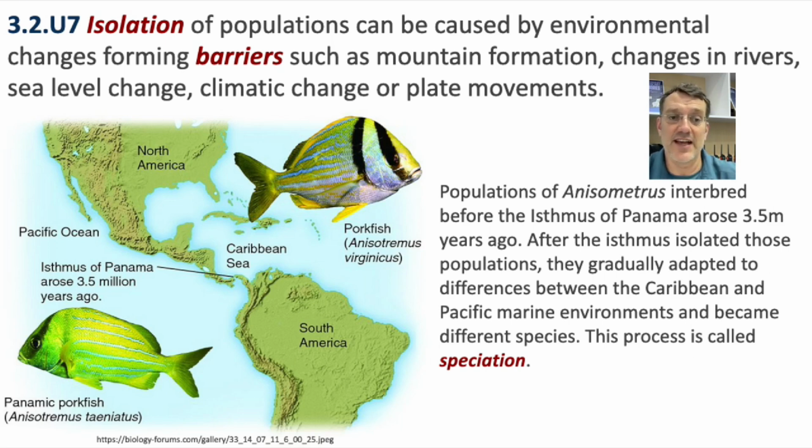And then as the sea levels dropped and all of this land in Central America suddenly became above sea level, these populations could no longer interact and interbreed. Because that changed the movement of water in the oceans, it changed the ocean currents, the environment changed in the Caribbean compared to the Pacific, and over many generations, the porkfish split off from the Panamic porkfish.